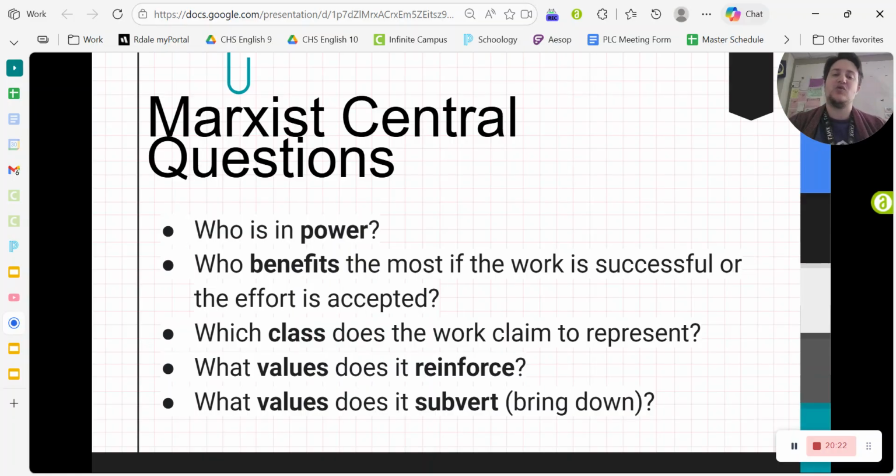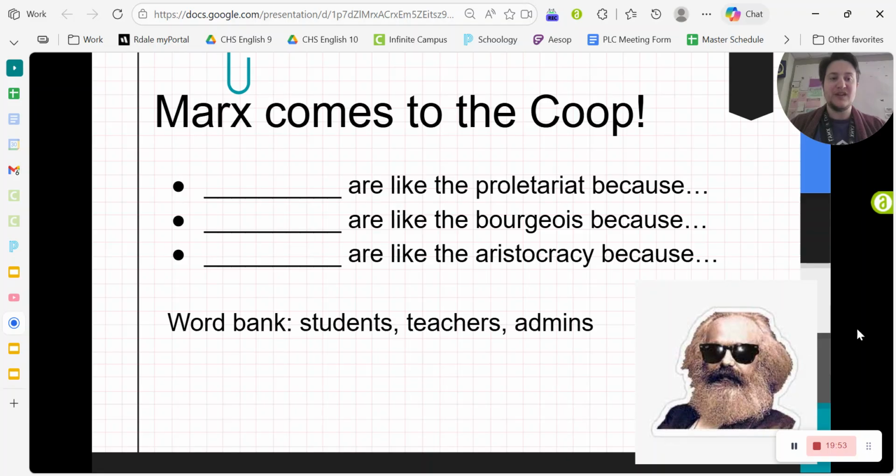Third, we can ask, which class does the work claim to represent? Again, is the work the property of the workers, or does it belong to the bosses? And then, in general, what values does the work reinforce, and what values does it subvert, does it repress? So looking at values like independence versus community, kindness versus profit, all of these different values.